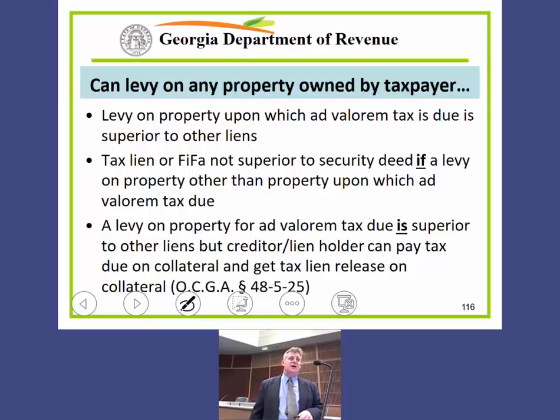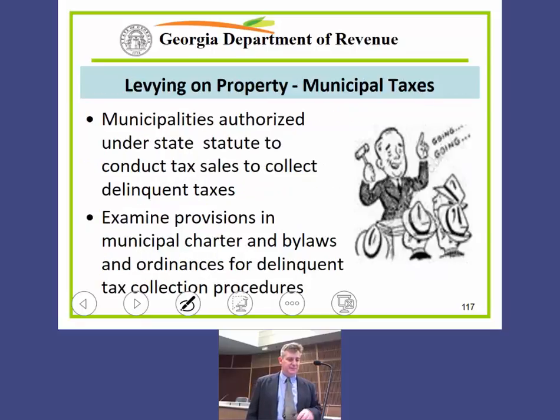For that reason, it's always best to levy on the property that taxes are due on to satisfy the tax debt if you can. And for collecting delinquent municipal tax, examine your charter and local ordinances for any procedures or anything unique to your jurisdiction for collecting delinquent tax. Anything that's not covered in your municipal charter or ordinances, state law prevails, okay?